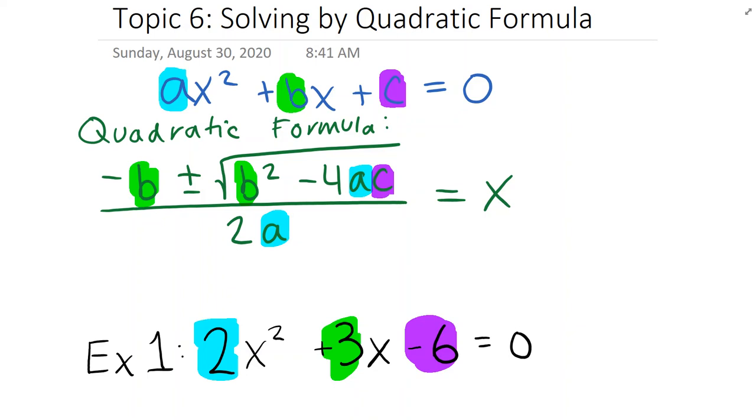Alright, so if we look down at the bottom of our screen here, I have example 1, which is 2x squared plus 3x minus 6 is equal to 0. And what I want to do here is solve this equation.